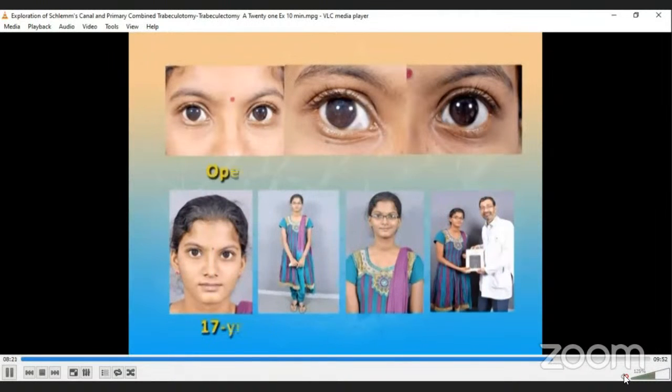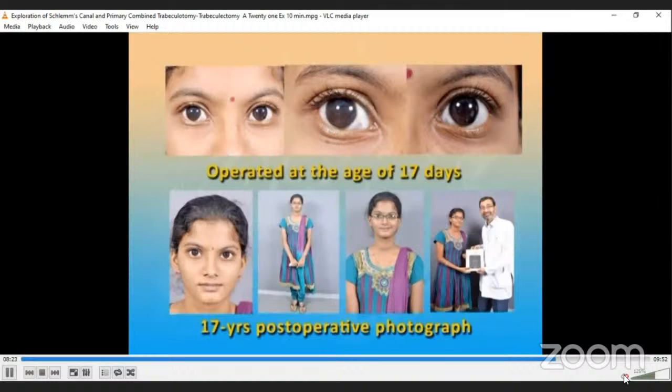This is the child on whom the surgical technique was performed, 17 days old. This child completed about 25 years of follow-up, did a pharmacy degree, and is doing her job. She continues to come for regular follow-up.